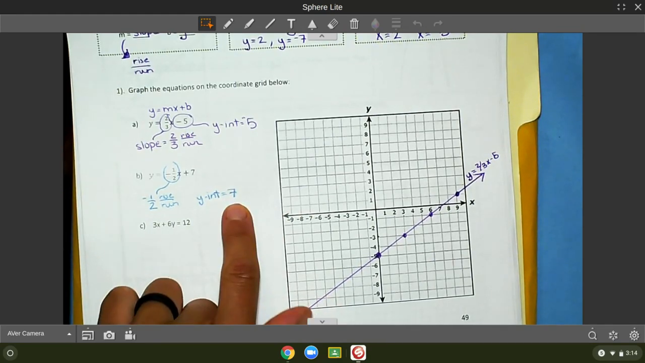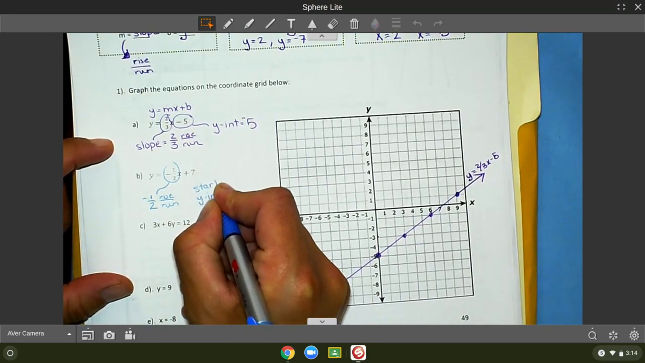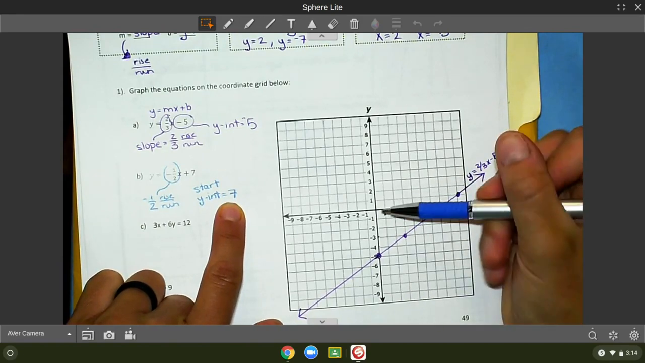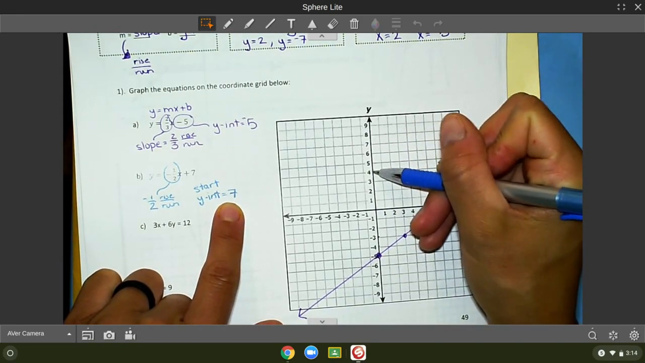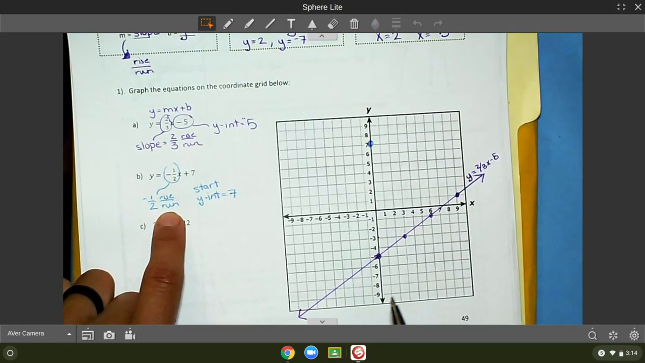Okay, so you always start with the y-intercept, you can also say that's your starting point. So we're going to start at +7. So on the y-axis going up or down, we're going to go up to 7. And we're going to put a point there. That's your first point. Now our slope is -1 over 2.